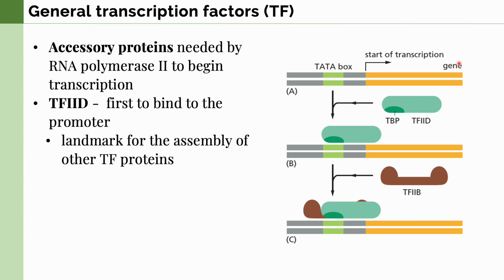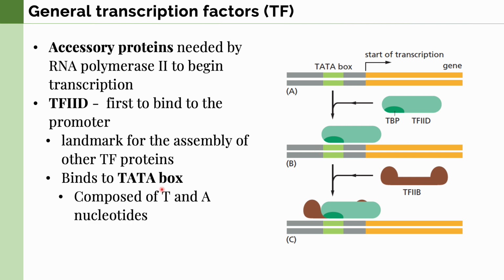In this figure, we can see the start site and the promoter region just upstream of this start site. Here we can see the TF2D, and we can see that it binds to a specialized sequence which we call the Tata box. The Tata box is called this because it is composed of both T and A nucleotides, and we can find the Tata box approximately 30 base pairs before the start site. Once TF2D has bound to the promoter region, it then recruits another transcription factor called TF2B.